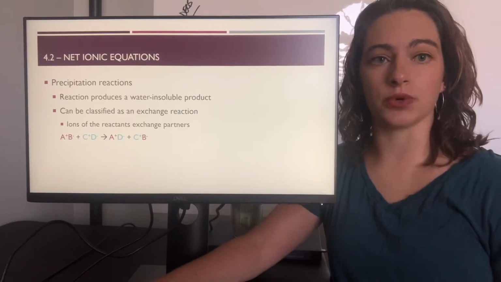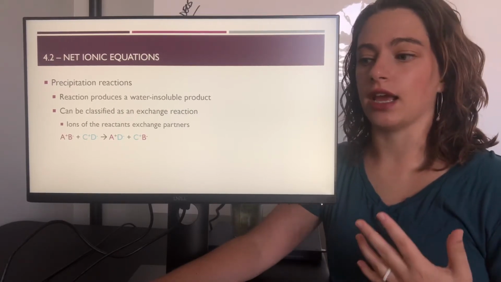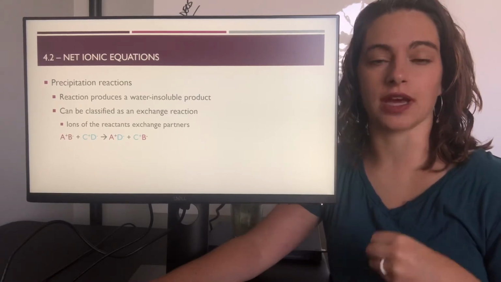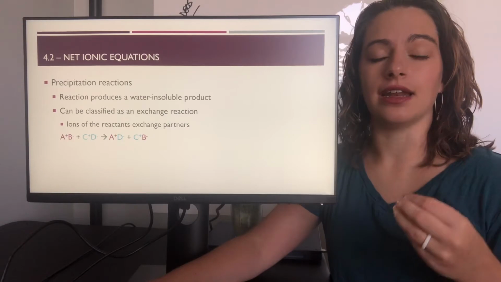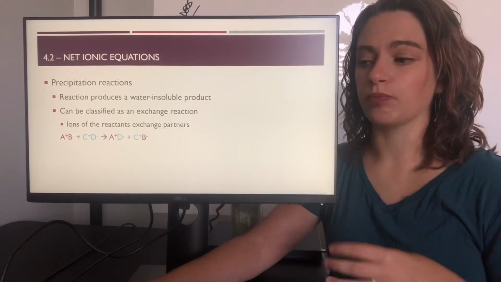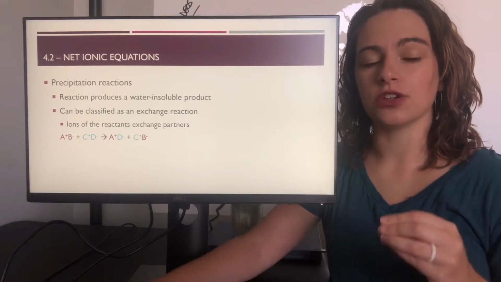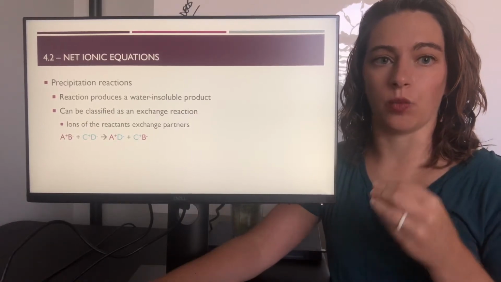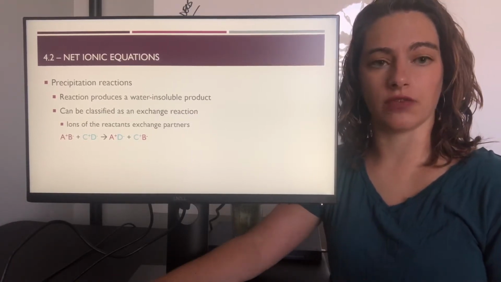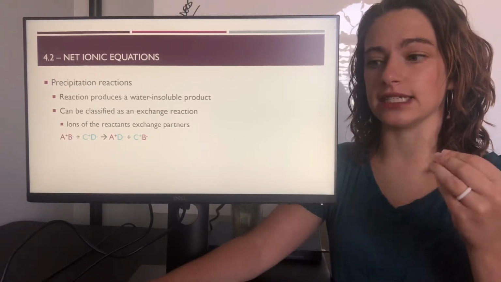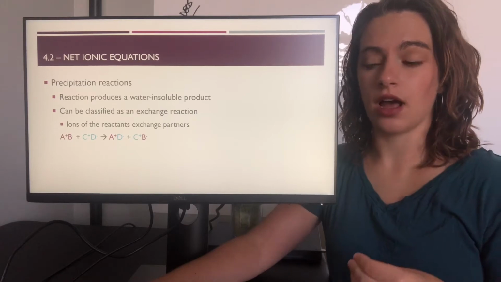So a reminder, a precipitate is a reaction that produces a water insoluble product. That means it's a solid that's not going to dissolve in water. We are specifically looking at aqueous net ionic reactions, so things that will not dissolve in water. They might dissolve in a different solvent, but they're not going to dissolve in water. So the precipitate is the solid that forms.